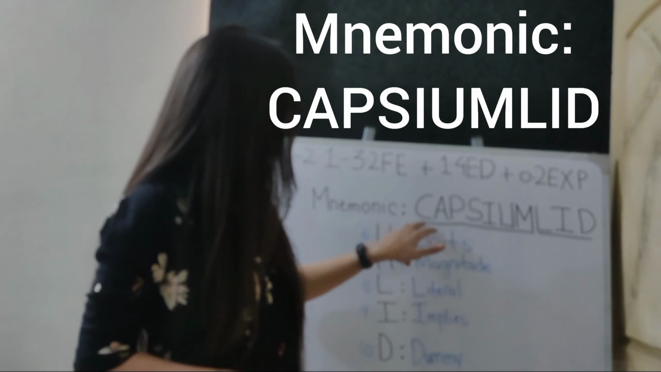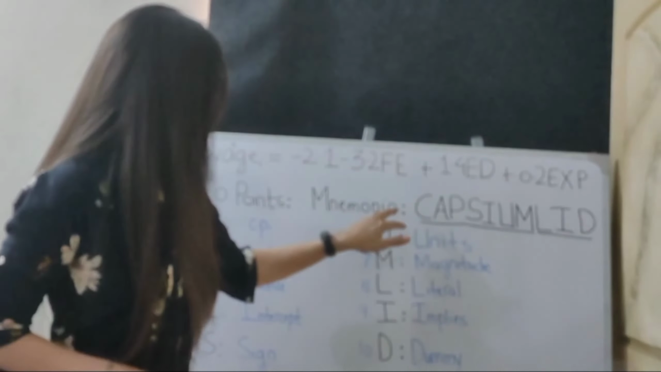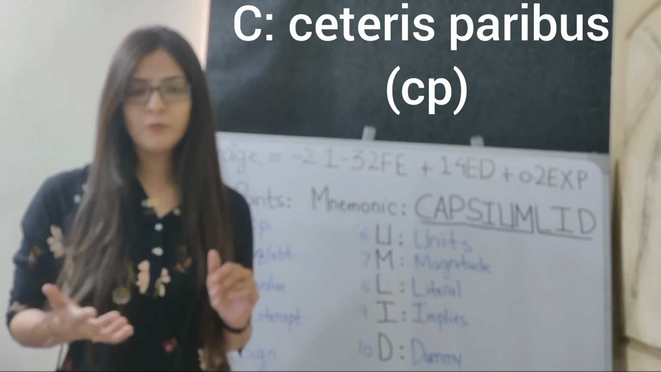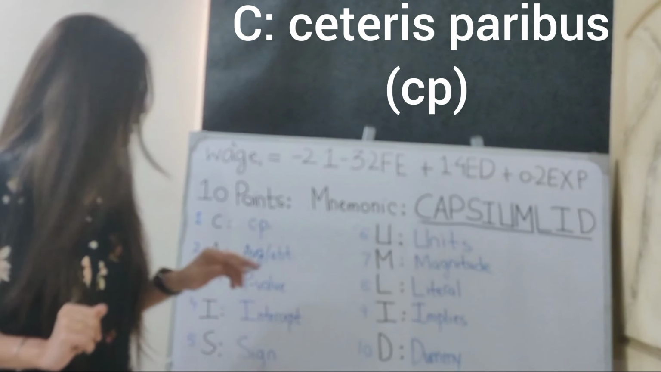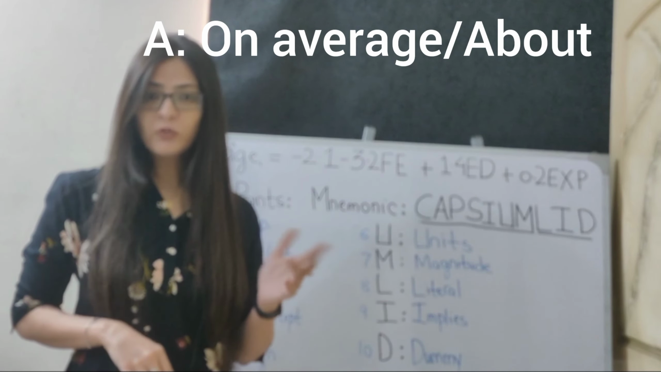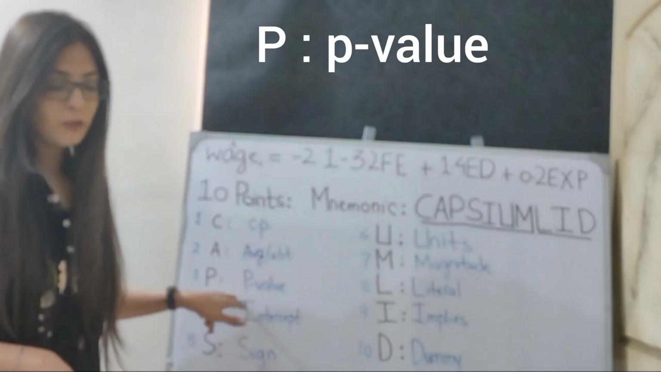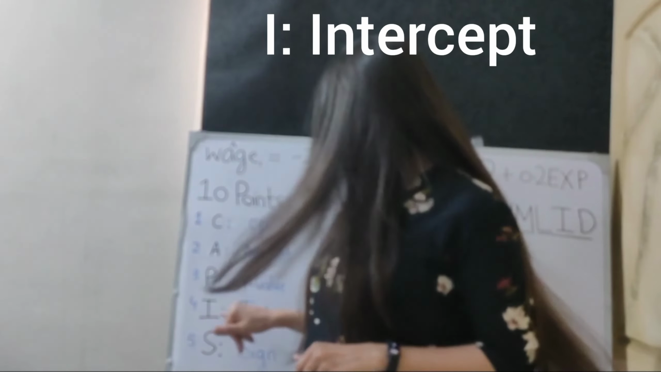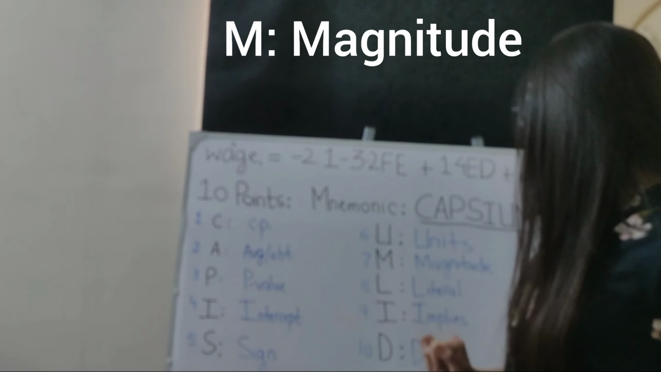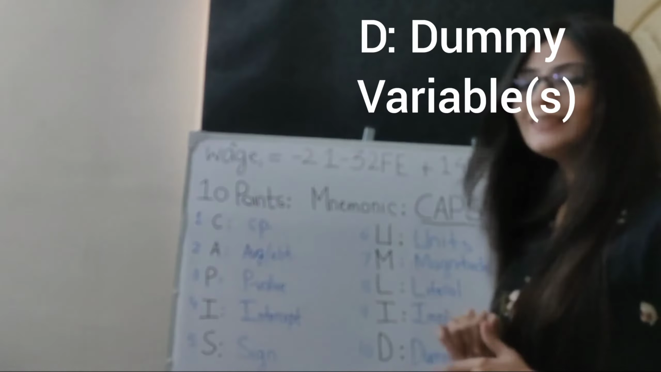So basically it says CAP, SIUM, LID. C stands for CP, and we all know that CP means ceteris paribus, which means keeping all other things equal, and A stands for two words: on average, about. Just remember that there are two words. We're going to see what this means. P stands for p-value, I stands for intercept, S stands for sign, U stands for units, M stands for magnitude, L stands for literal, I stands for implies, and D stands for dummy.